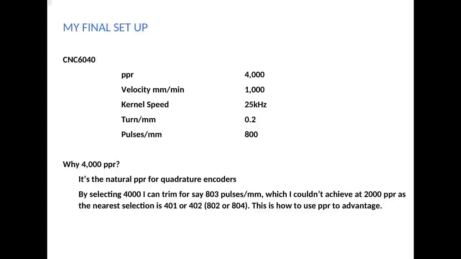So why have I chosen 4,000 pulses per rev? Firstly, it's a finite calculation for quadrature encoders. It allows finer control than, say, the 2,000 pulses per rev setting. A low kernel speed can be selected, and a high maximum velocity range is available without changing the kernel speed.